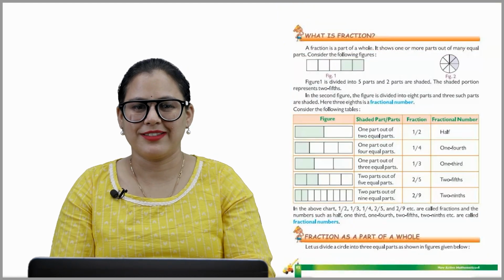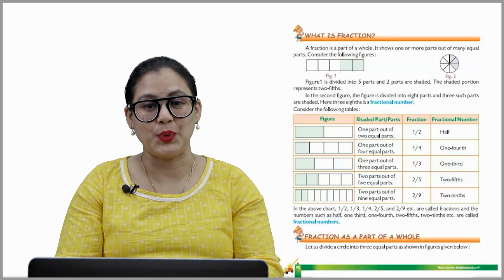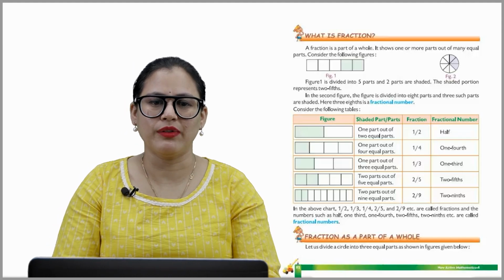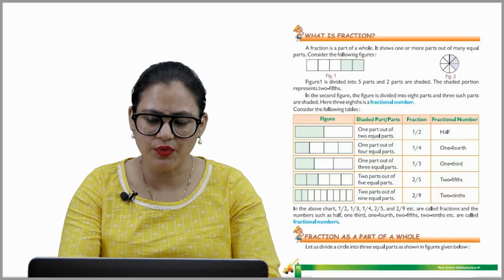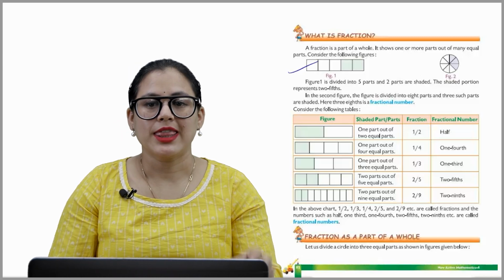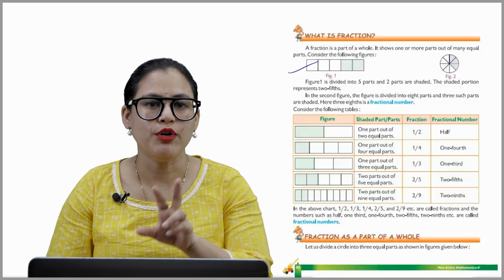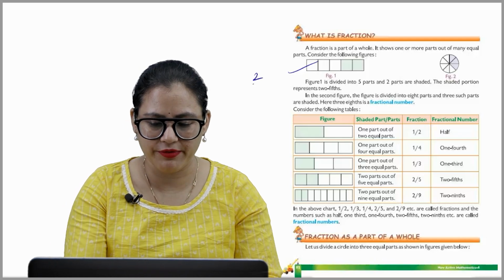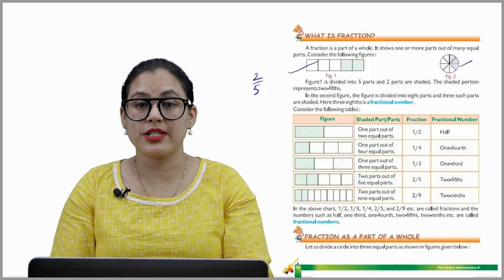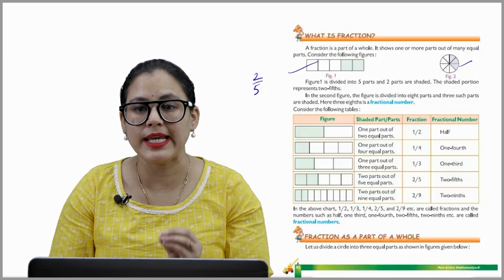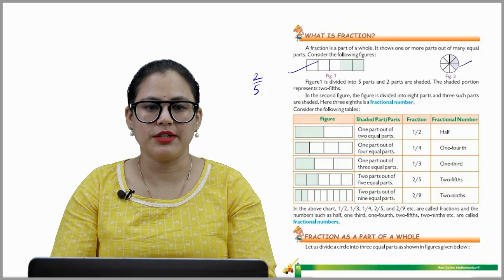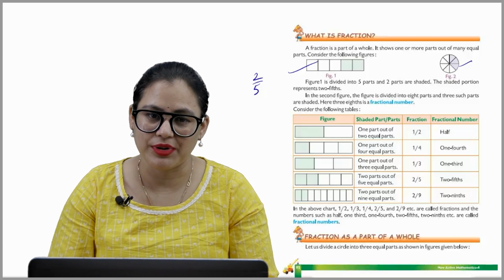What is a fraction? A fraction is a part of a whole. It shows one or more parts out of many equal parts. Consider the following figures. Figure 1 is divided into 5 parts and 2 parts are shaded. The shaded portion represents 2/5, that is 2 by 5. In the second figure, the figure is divided into 8 parts and 3 such parts are shaded. Here 3/8 is a fractional number.